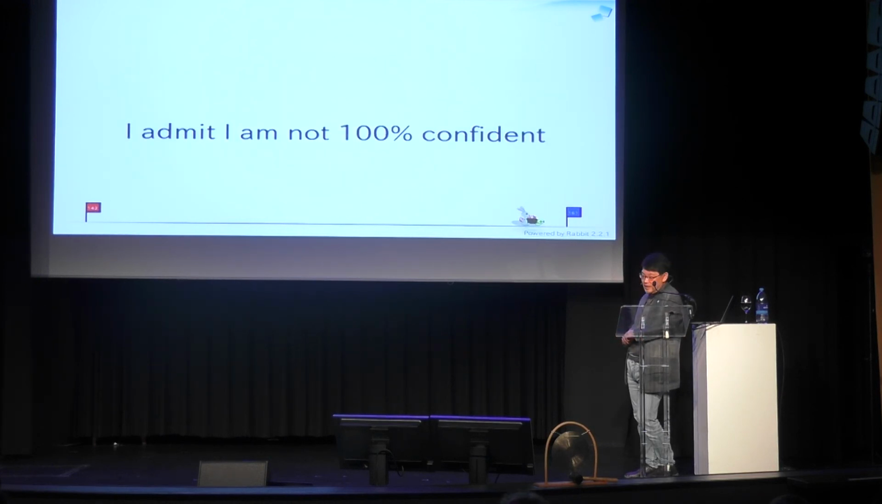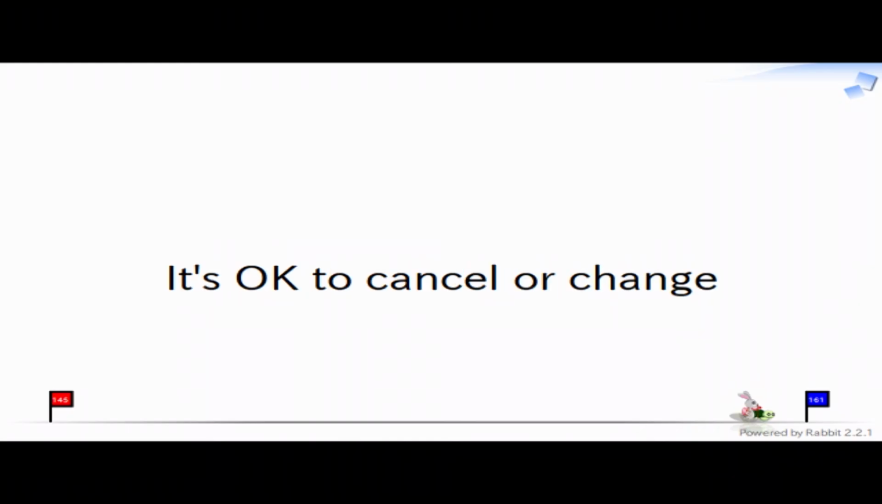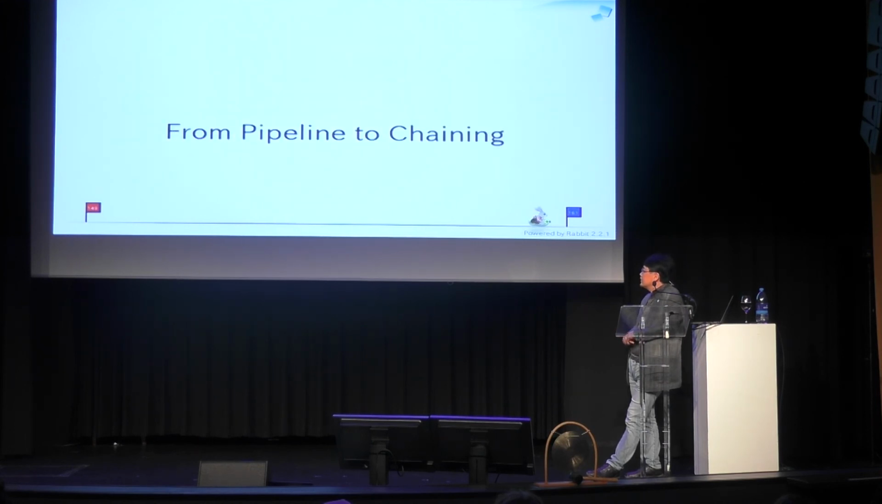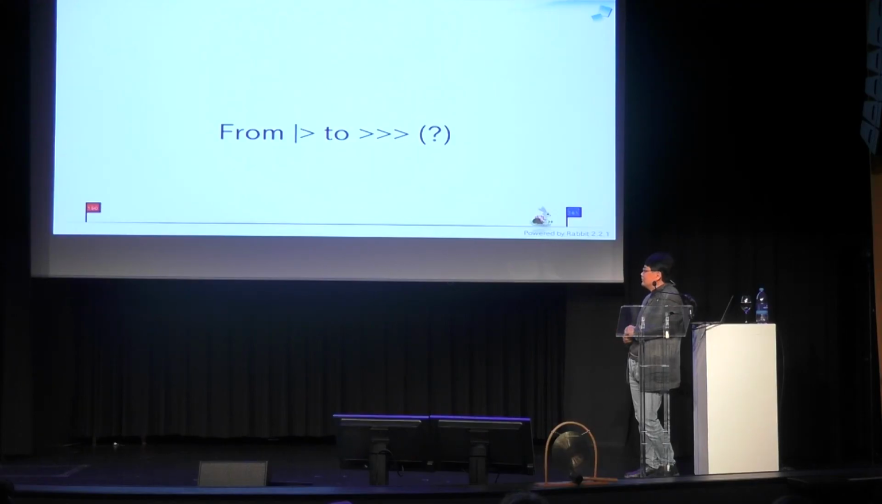And I admit I'm not 100% confident about the syntax. Note that it's before 2.7, so it's okay to cancel or change. But I have to experiment. Okay, future options: keep it as it is, or give up, or rename and redesign. Renaming and redesign comes from, say, we don't call it pipeline. Instead, we call it the chaining operator. Then change the operator, for example, to an arrow, or something like that.